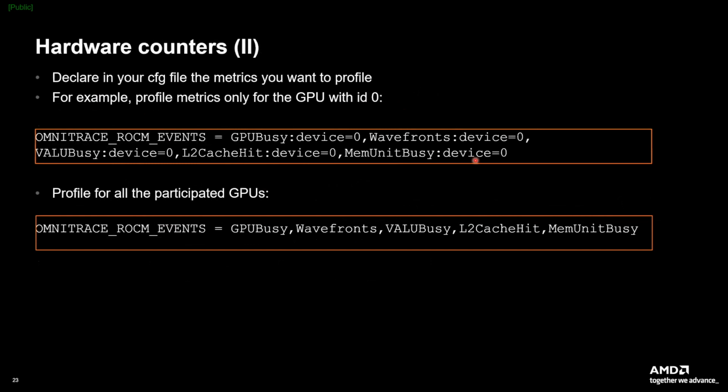Now, and also we'll do that later. Declaring your configuration file, the metrics you want to profile. So in the configuration file, you saw that there's a lot of metrics. So I should declare OmniTrace ROCm events, and I declare these ones. It's for all the GPUs. If I do device 0, device 0, device 0, it's only for device 0, okay? In my case, I use also only one device, but doesn't make difference, right? So this is a way that you go to your CFG file that you created to define which metrics you want to utilize.